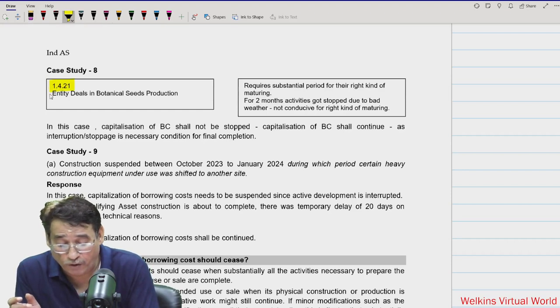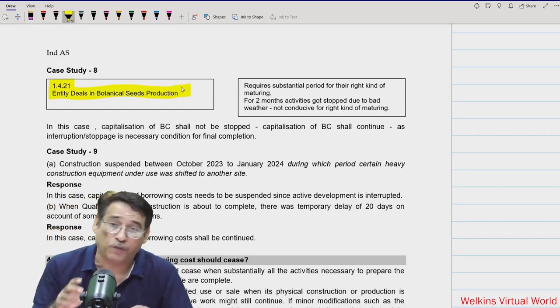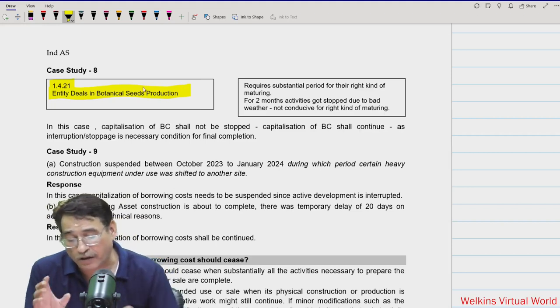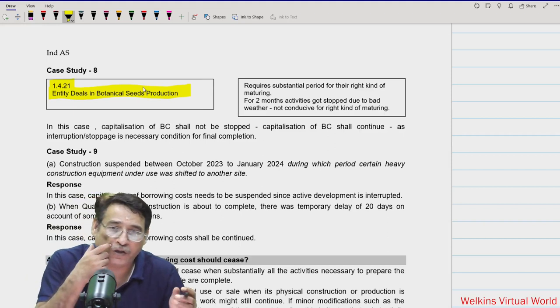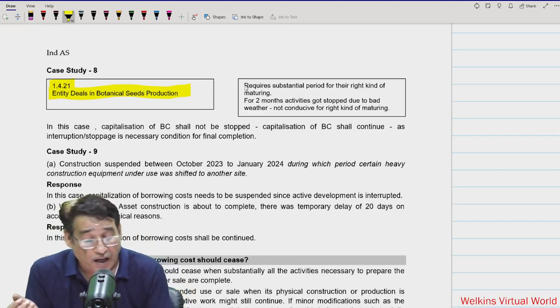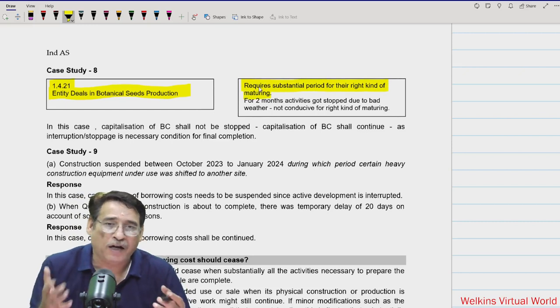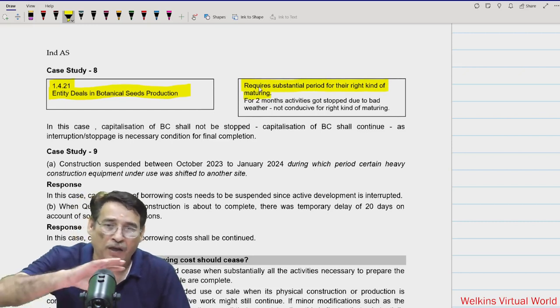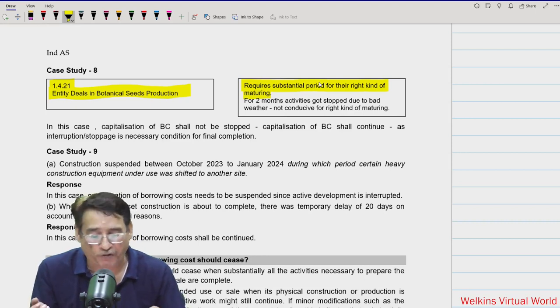Now, on 1-4-2021, an entity deals in botanical seeds production. Let us say there is a particular entity and it deals in botanical seeds production. It produces botanical seeds and the entity knows that it requires a substantial period for the right kind of maturing, correct? For the right kind of maturing, it requires a substantial period of time. So quite obviously, they are qualifying assets.